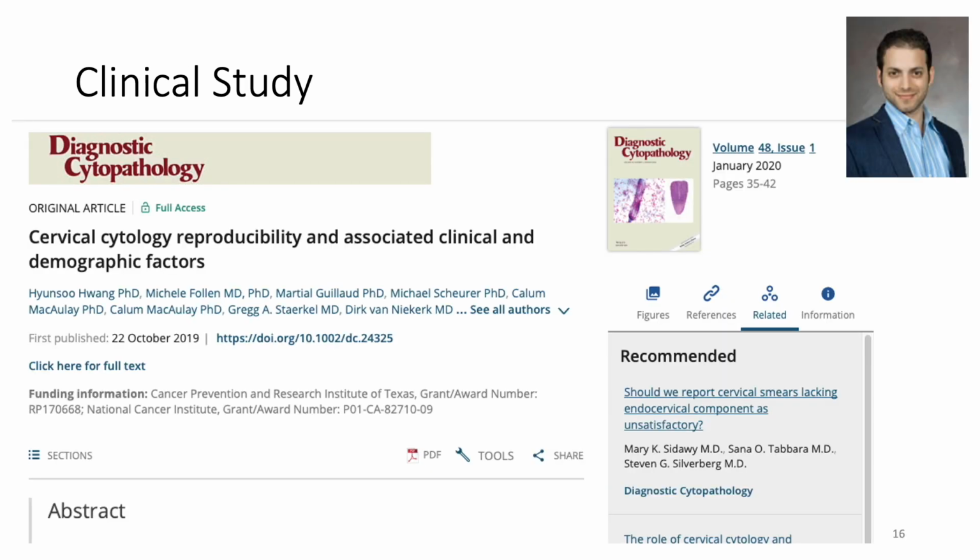Here is some work done by the participating faculty. Dr. Yamo from Biostatistics helped with this research on cervical cytology reproducibility, and also evaluated this with the associated clinical and demographic factors.